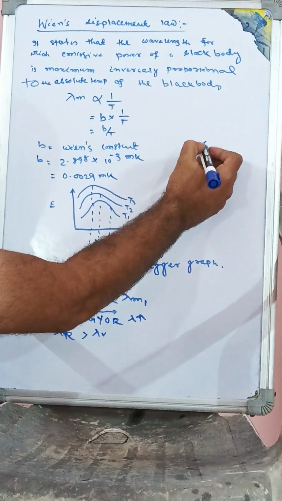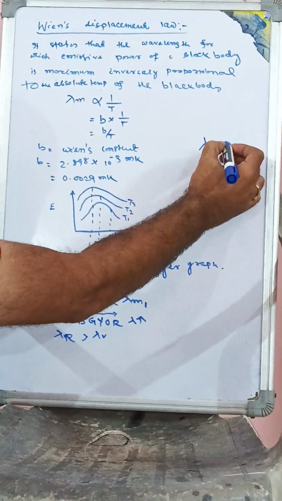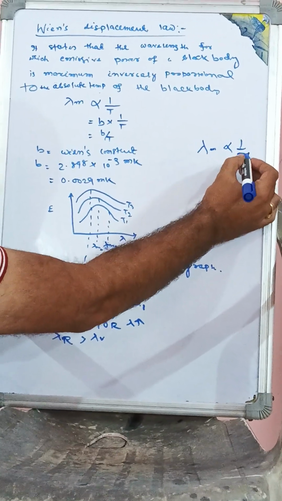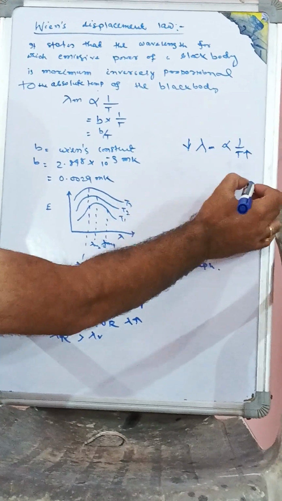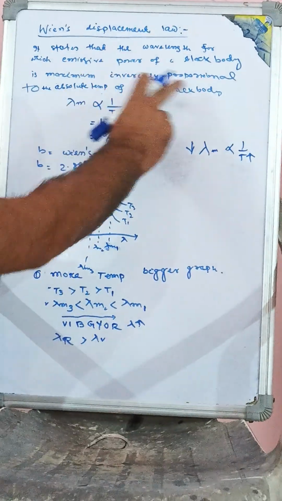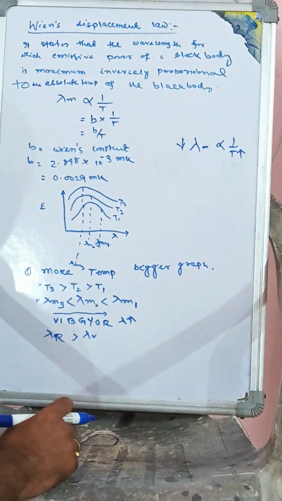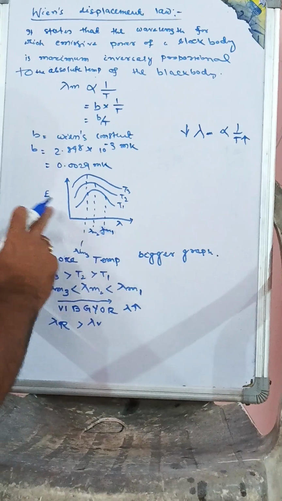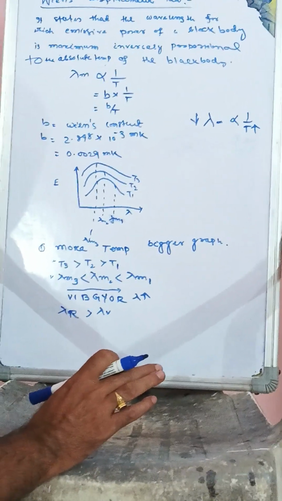When the wavelength lambda is increased, the temperature will be decreased. If temperature is increased, then lambda will be decreased. If temperature is decreased, then lambda will be increased, inversely proportional to the absolute temperature of the black body. If there is any doubt, this is the diagram, a graph between energy and wavelength. This is all about Wien's displacement law.